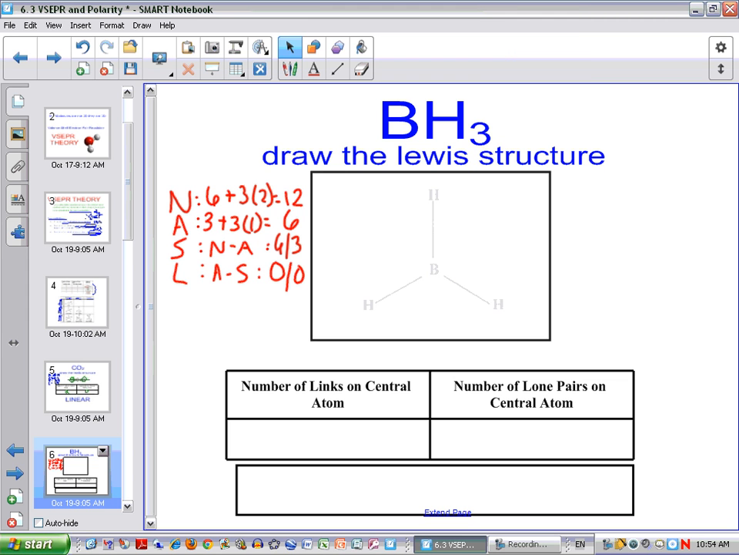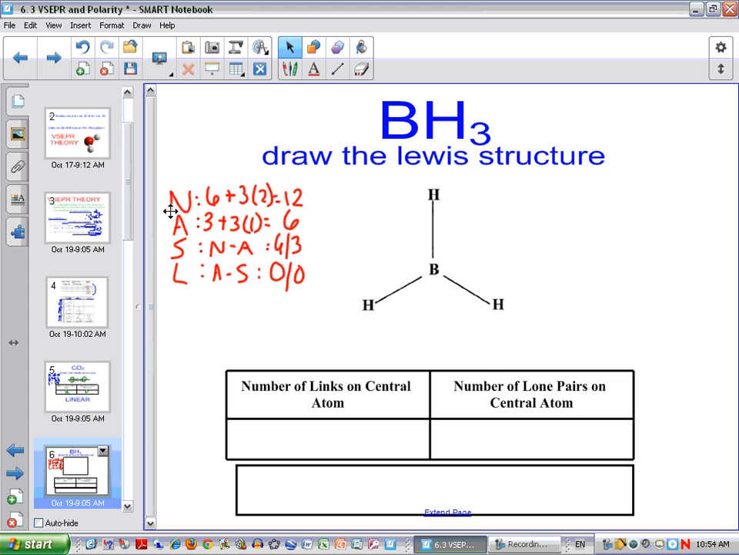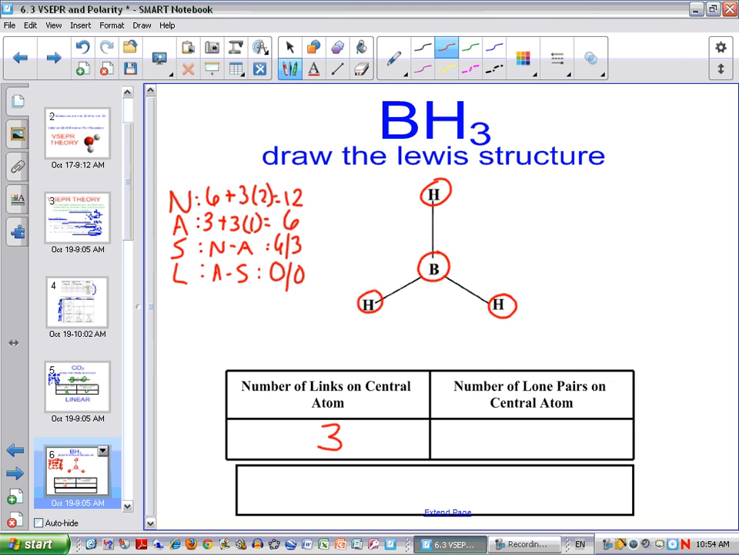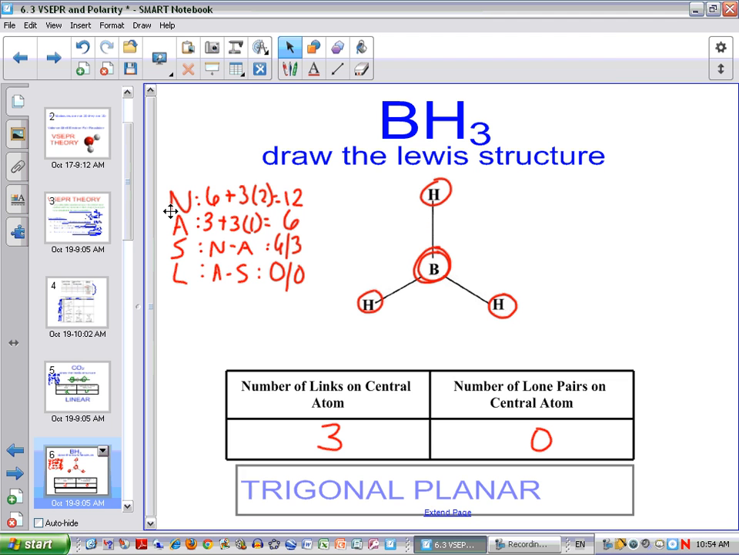So when I draw this, boron's in the middle, and I have those 3 hydrogens. Notice there's no lone pairs anywhere on this atom, right? So if this is my central atom, how many things are linked to it? 1, 2, 3 links. How many lone pairs? 0. This is a shape called trigonal planar.